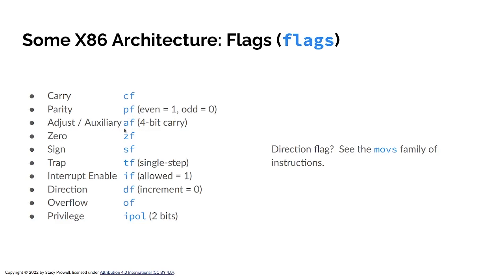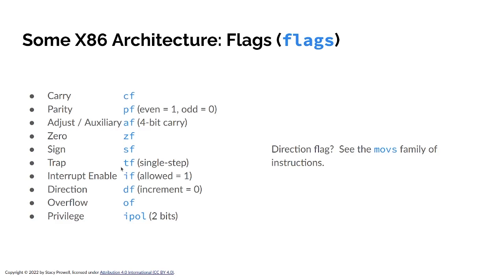The adjust flag is a 4-bit carry. It's a carry from one nibble, 4 bits. That was important in the past. It's not so important today. In fact, it's getting increasingly hard to access this flag on the 64-bit processor. A zero flag to tell us if the result is 0. Sign to tell us if the result is negative.